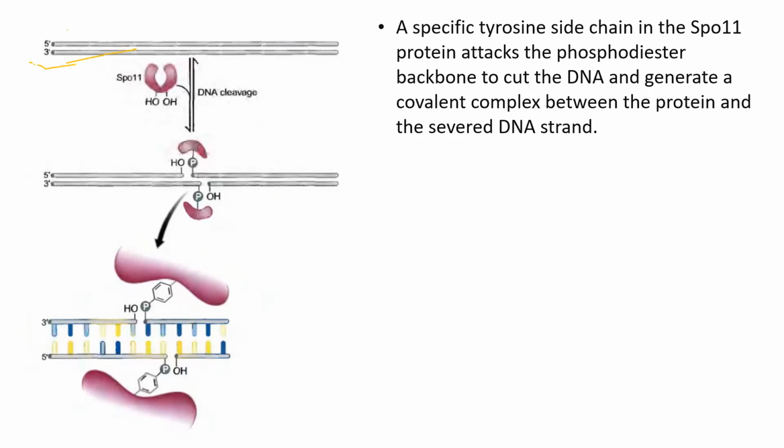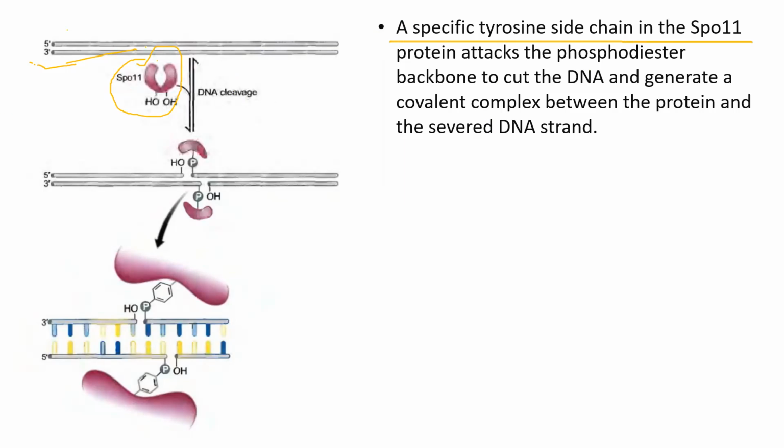This is the double-stranded DNA. And you can see this protein has come, which is SPO11. This is a eukaryotic protein, and it's made up of amino acids, obviously. A specific tyrosine side chain of this SPO11 protein is going to attack the phosphodiester backbone of this DNA to cut the DNA to generate double-stranded breaks. And it generates a covalent complex between the protein and the DNA strands.